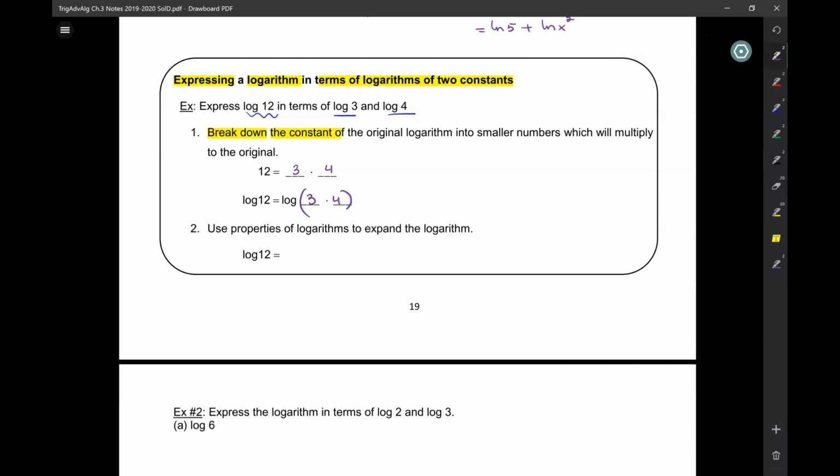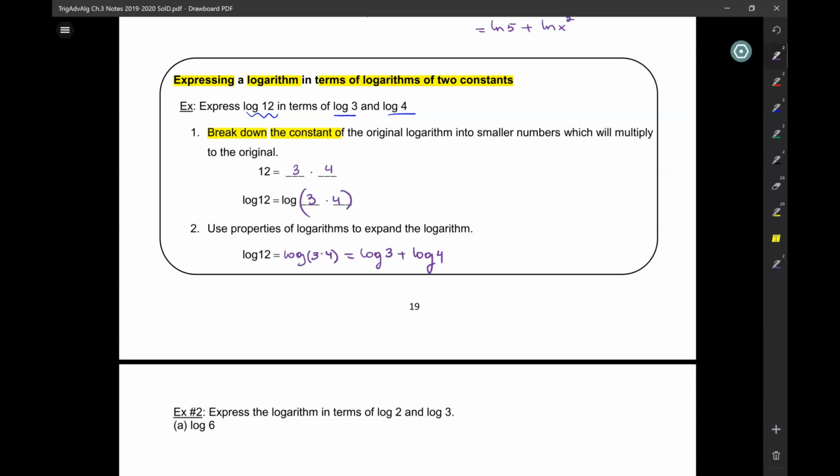Now I can expand it. So log 12 is rewritten as log of 3 times 4. So this is log of 3 plus log of 4. Okay?